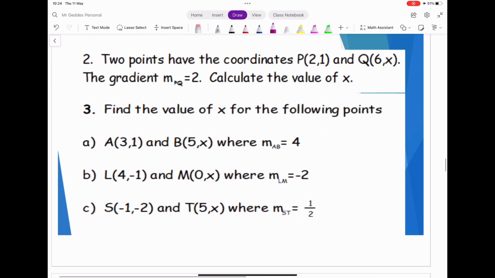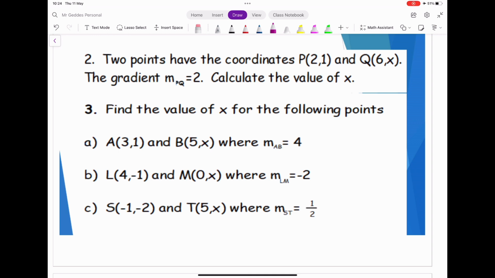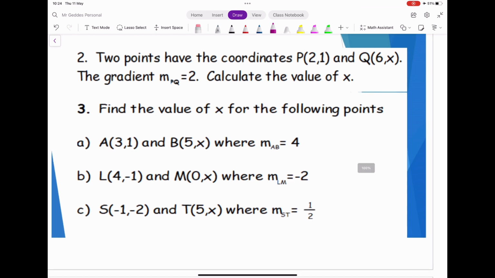Okay, shifting on to these questions here. The top one is a spin on the gradient. See if you can have a go, pause the video, and I'll be back in a second to do this question with you.